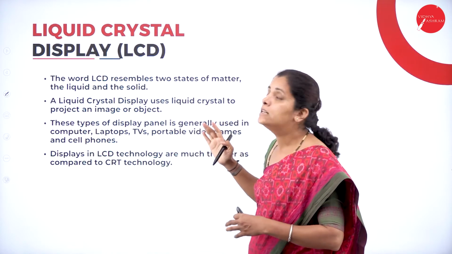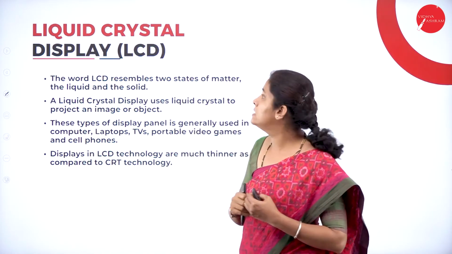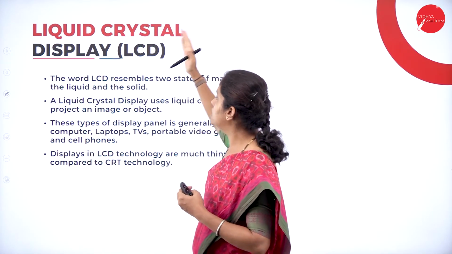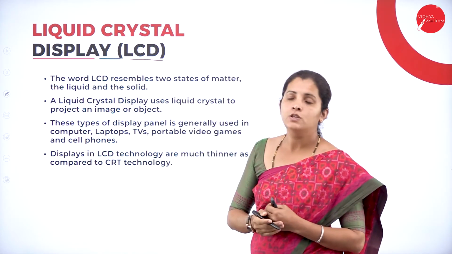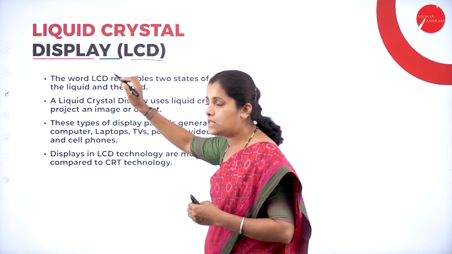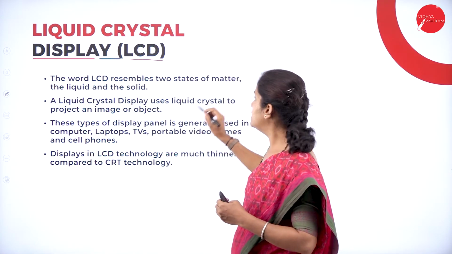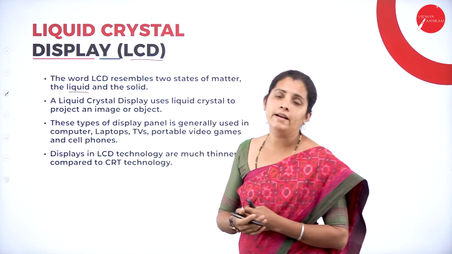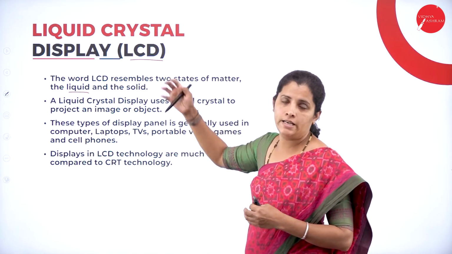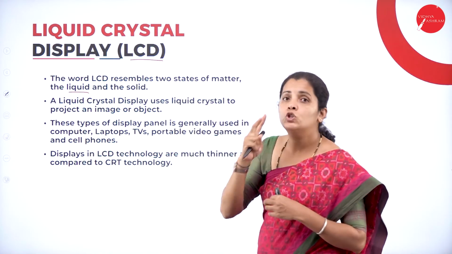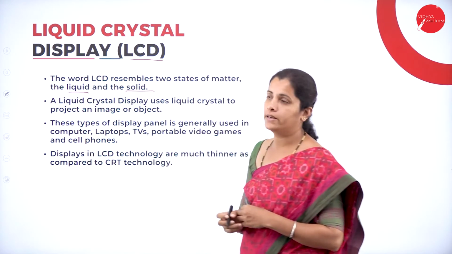Moving forward, let's see the types. The first type is liquid crystal display, also called LCD. The word LCD resembles two states, that is liquid and solid. So the word LCD mainly depends on two states, liquid and solid.